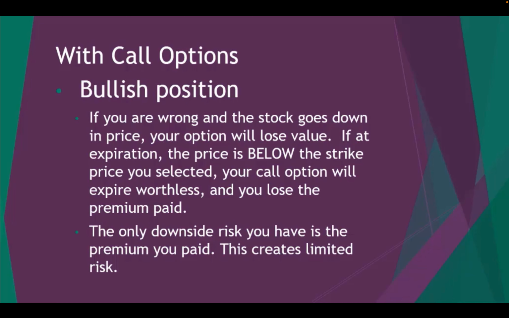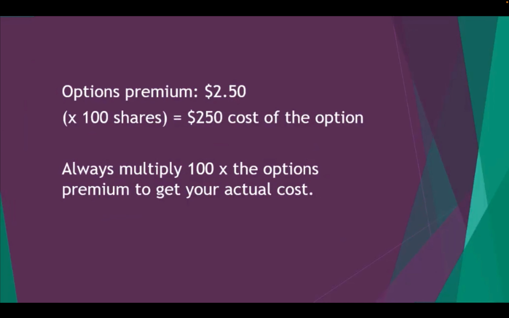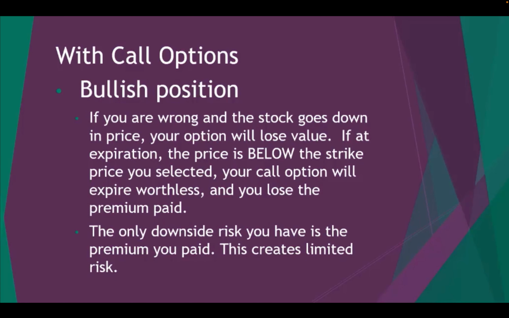You paid $2.50 or $250, because you always multiply times 100, because again, there's 100 shares of stock in the option. So if the premium is $2.50 for that option, you multiply that times 100 to give you your true price. So if you spent $250 on one contract and the price went below your strike price at expiration, it's worthless, and all you lost is the $250. Now you can get out of that contract early, but we'll get into that strategy later.